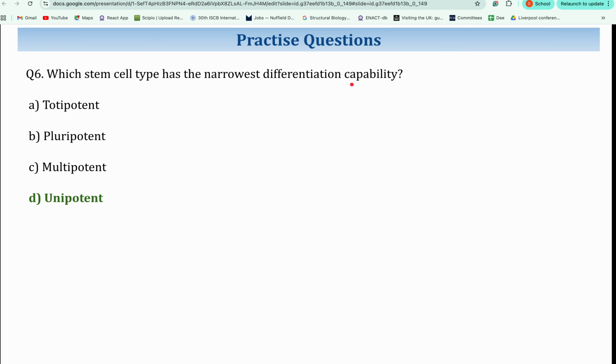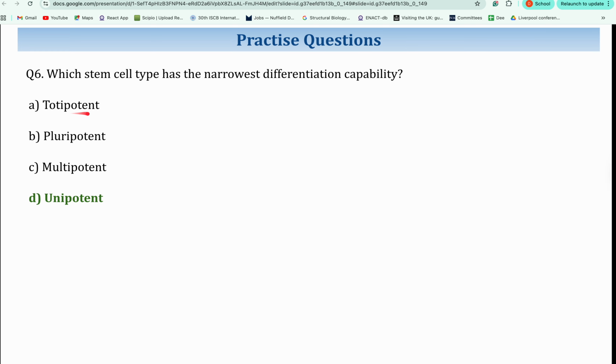We all know that stem cells have the unique ability that they can renew themselves and they can differentiate into multiple other cell types. When we begin with the totipotent, totipotent are the cells which can give rise to any of the body cells, and especially all the cell types including the placenta.